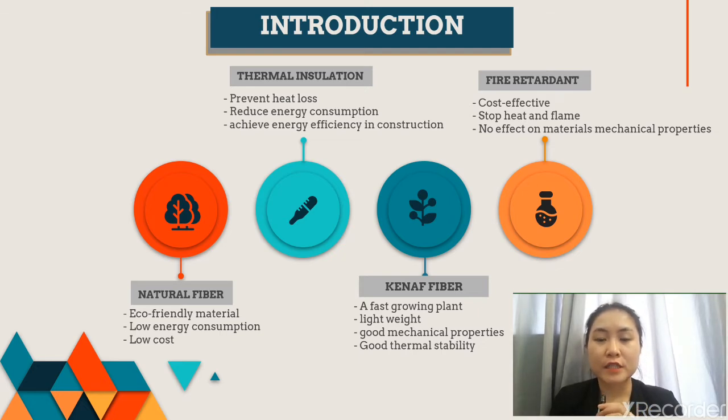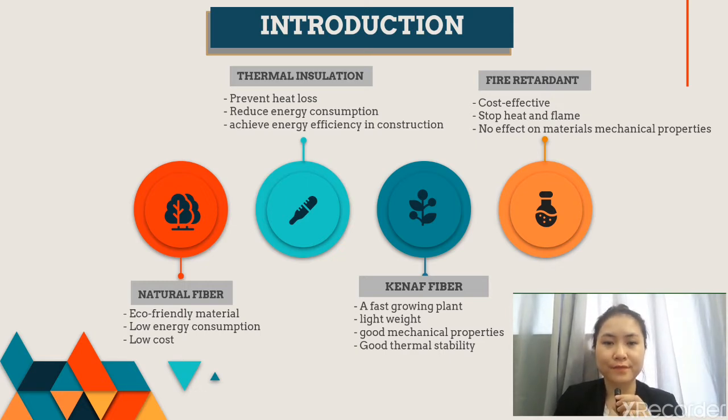Fire retardant is defined as a substance that is used to slow down or stop the spread of fire or reduce its intensity. The advantage of fire retardant is that it can stop heat from getting through and flames from spreading. Besides, it has no effect on the material's inherent properties.